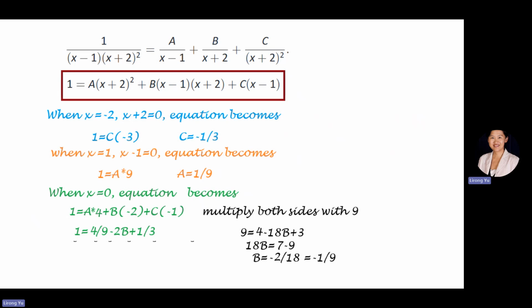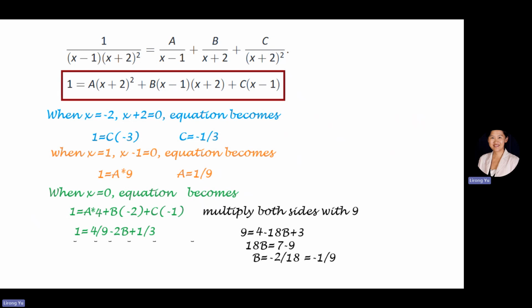That will allow us to ultimately solve the whole equation. The 4 plus 3 is 7. 7 minus the 9 equals -2. So b equals -2/18, which is -1/9. Now we solved the A, the B, and the C. Any question? So then the method is okay.